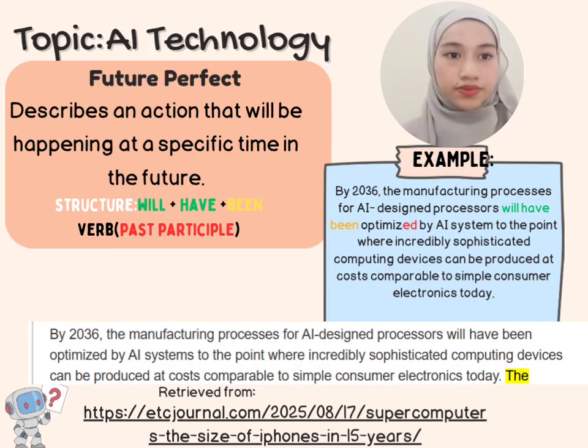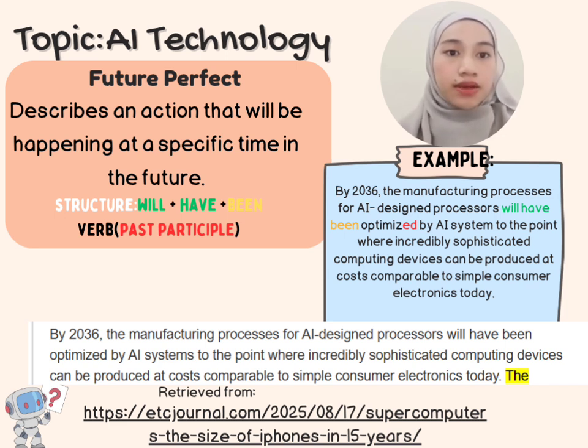Next, we have the future perfect tense. This tense is used to describe an action that will already be completed before a specific time in the future. The structure to detect this tense is will plus have plus verb in past participle.